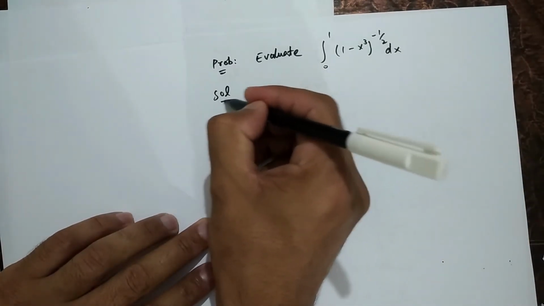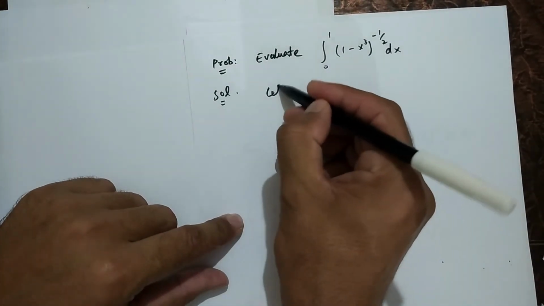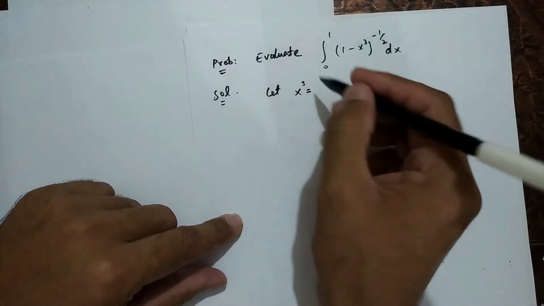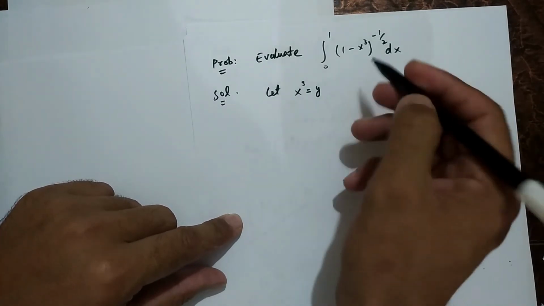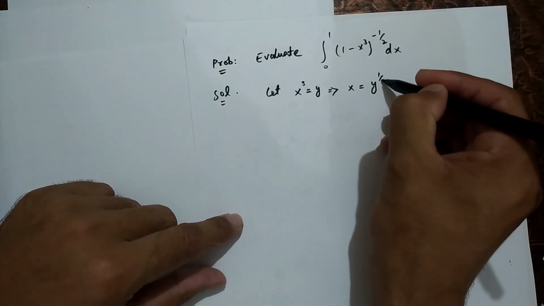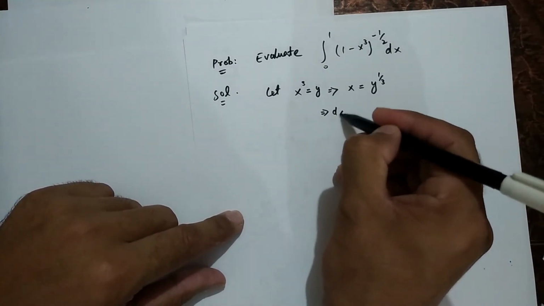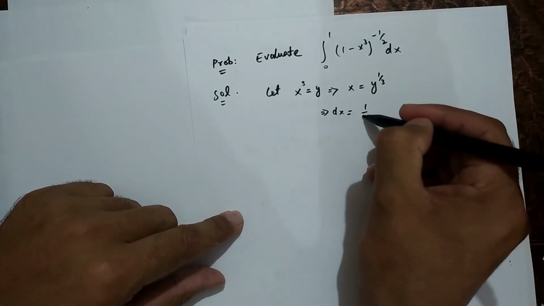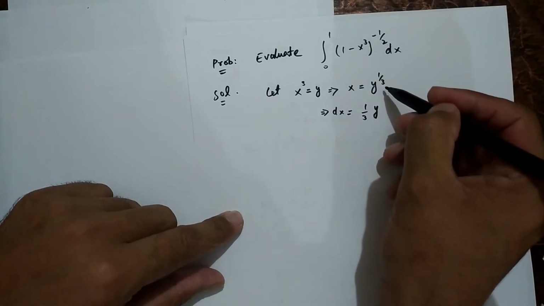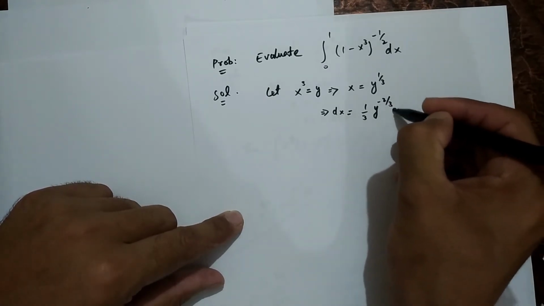So the solution is, now let x cube be equal to y, or this implies that x will be equal to y to the power 1 over 3, and then dx will be equal to 1 upon 3 y to the power, so this is 1 over 3 minus 1, which is minus 2 over 3, into dy.